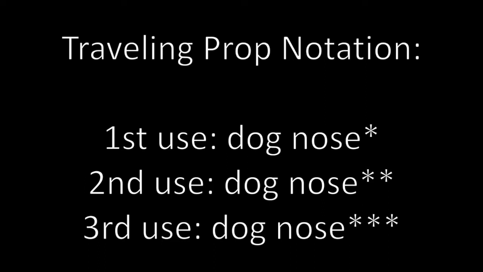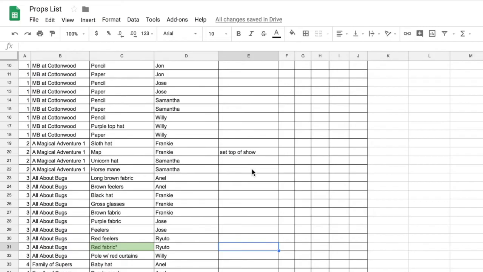When actors receive their props list, if a prop has 1 asterisk, they know that it starts with them and belongs in their bundle. Actors know that if it has 2 asterisks, it doesn't belong in their bundle at the end of the night. So let's do a quick crash course of that notation. Now you see here, there's red fabric and it's listed with an asterisk. So we know it travels, and let's see where it is. The first time it's used in a piece called Bugs.